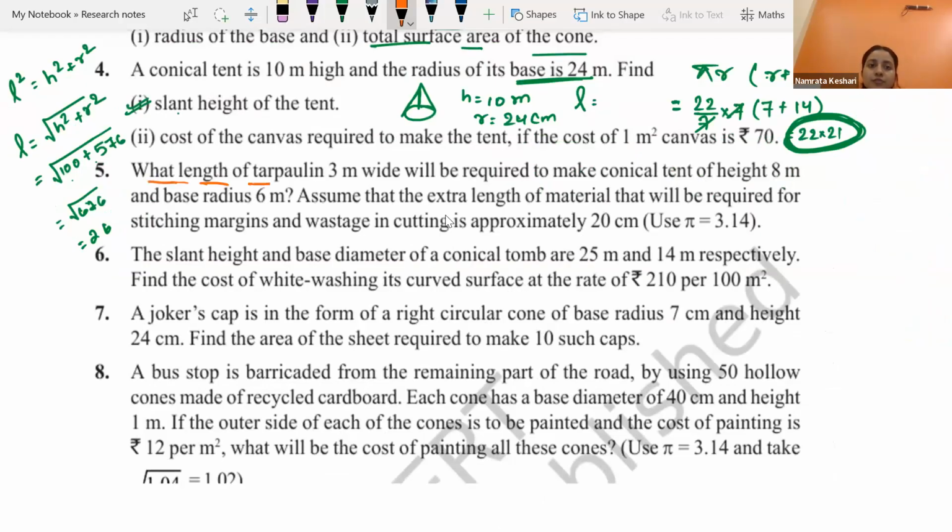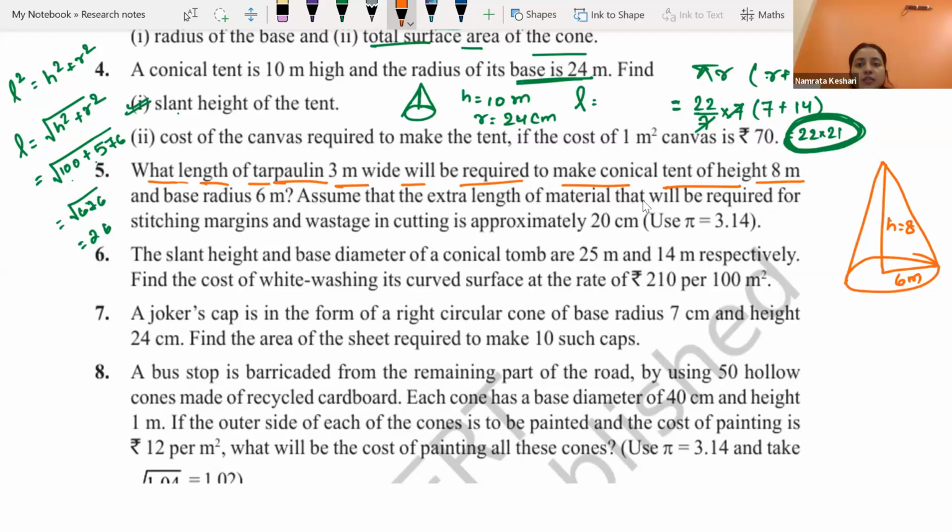What length of tarpaulin 3 meter wide will be required to make a conical tent of height 8 meter? A tent we want whose height is 8 meter, and base radius is 6 meter.